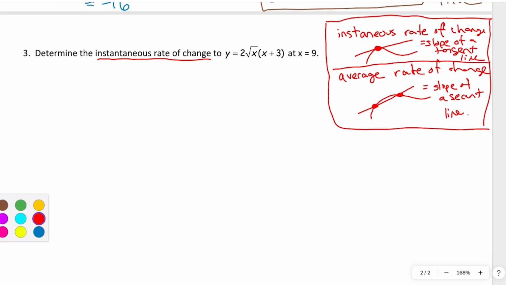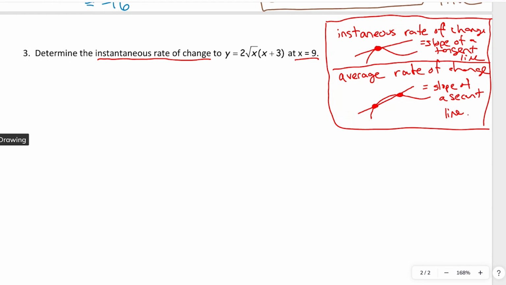So when it says determine the instantaneous rate of change at a point, you're just going to find the slope, or the derivative, of this function and then substitute in 9. If it's asking for an average rate of change, a lot of times you'll see this on those tabular problems that you've had on a couple homeworks, where you're given a table and asked to estimate the average rate of change or find the average rate of change between 2 x values. That's average rate of change, but instantaneous rate of change happens at just one specific point.